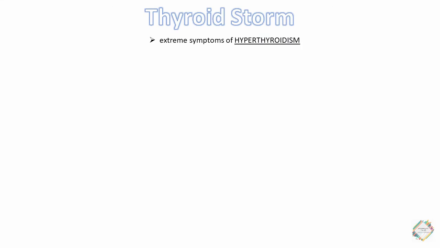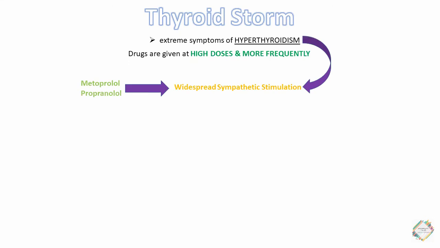Last, we're going to talk about the thyroid storm. The thyroid storm presents with the extreme symptoms of hyperthyroidism. The treatment of thyroid storm is the same as that of hyperthyroidism, except that the drugs are given in much higher doses and more frequently. Beta blockers such as metoprolol or propranolol are effective in blunting the widespread sympathetic stimulation that occurs in hyperthyroidism. So that is all about the treatment of hyperthyroidism and hypothyroidism.